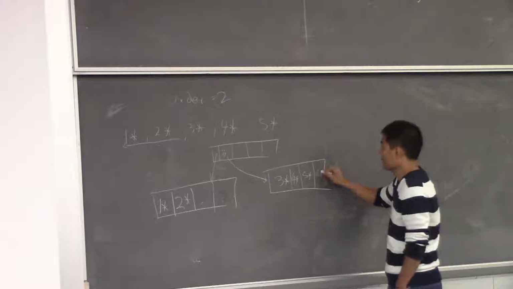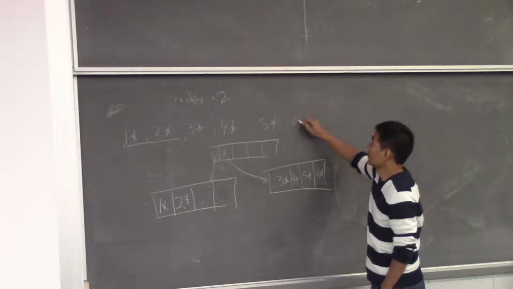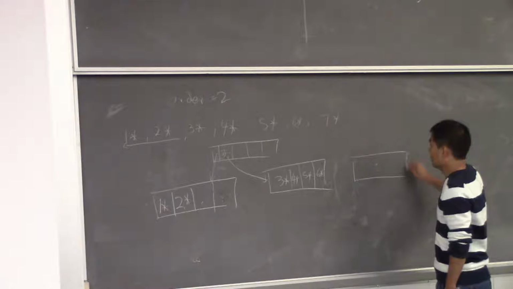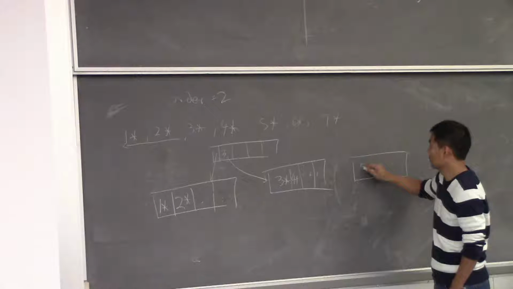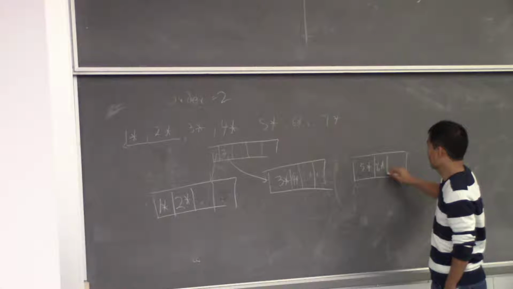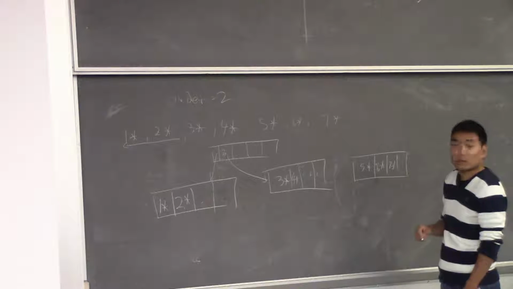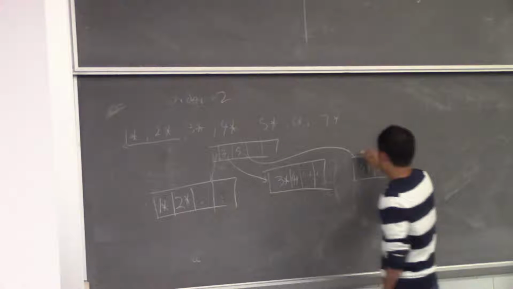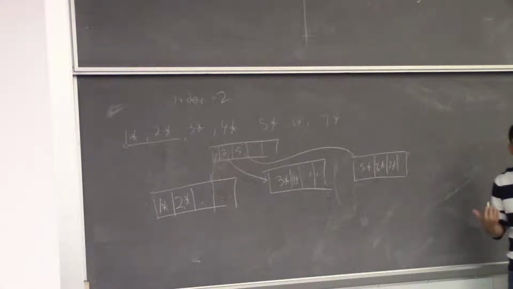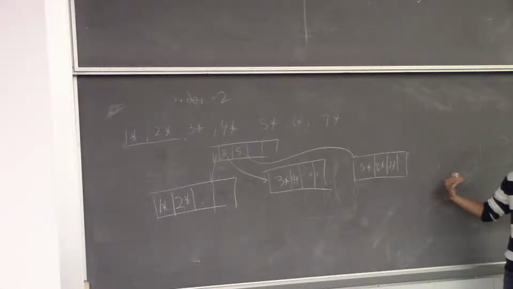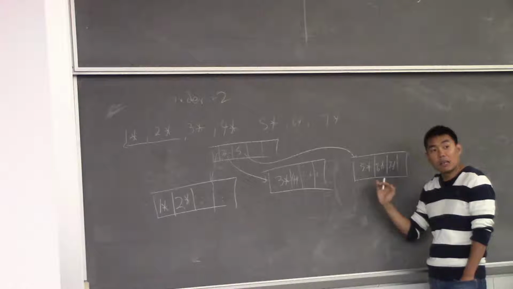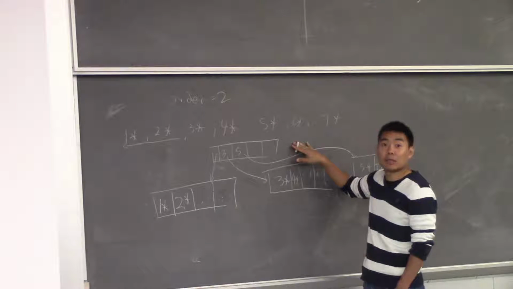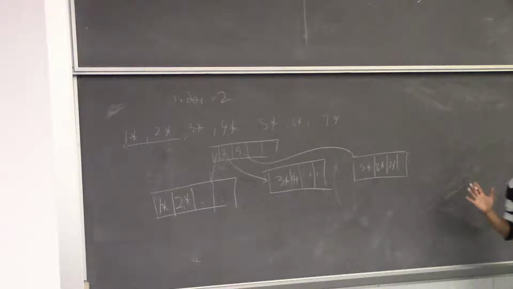Continue. 6. And 7. What happens? And, do you see the pattern? If I kept doing this, not only are all the leaf nodes exactly half utilized, this node will eventually be split and only half utilized. So you will end up with a tree.